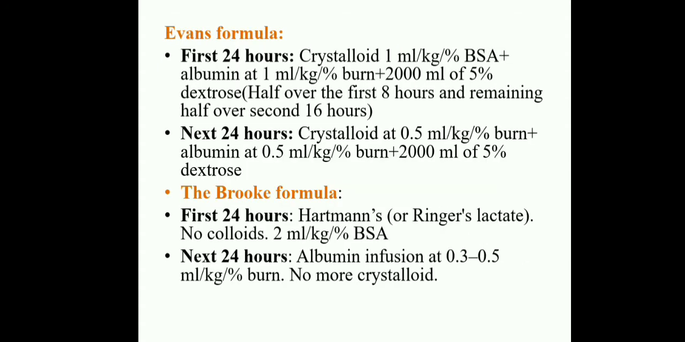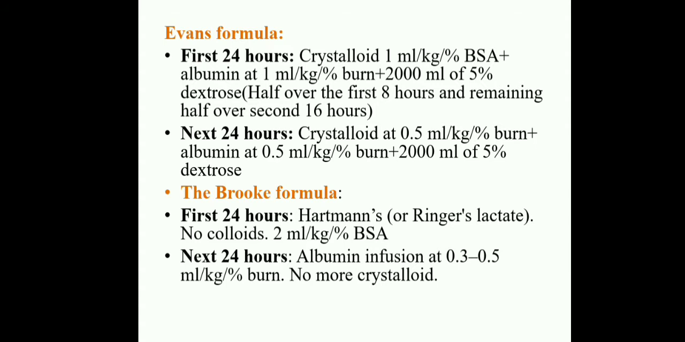Second one is the Evans formula. In the first 24 hours, crystalloids at 1 ml per kg per percentage of body surface area burned, plus albumin at 1 ml per kg per percentage burned, plus 2000 ml of 5% dextrose. Half is covered in the first 8 hours and the remaining half in the next 16 hours.